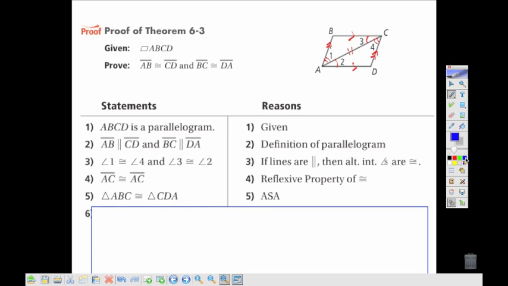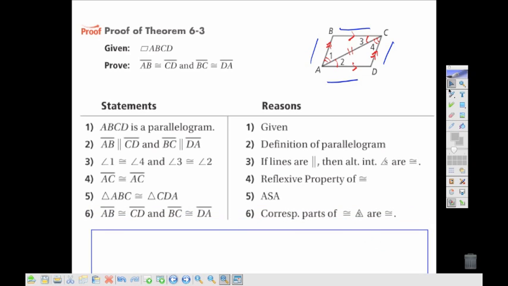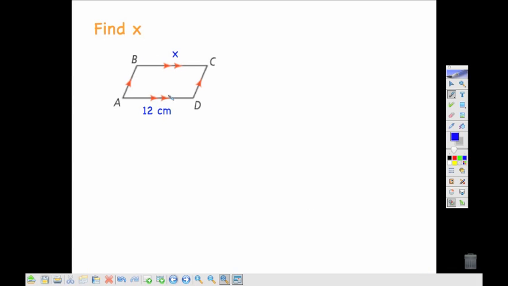And now we go back to what we were trying to prove. We were looking at the opposite sides here. Notice those are corresponding parts of congruent triangles, as are these. And so by corresponding parts of congruent triangles, or CPCTC, then we know that those parts are congruent. If we know it's a parallelogram, we want to find x. We notice that the opposite sides are congruent, so x equals 12.